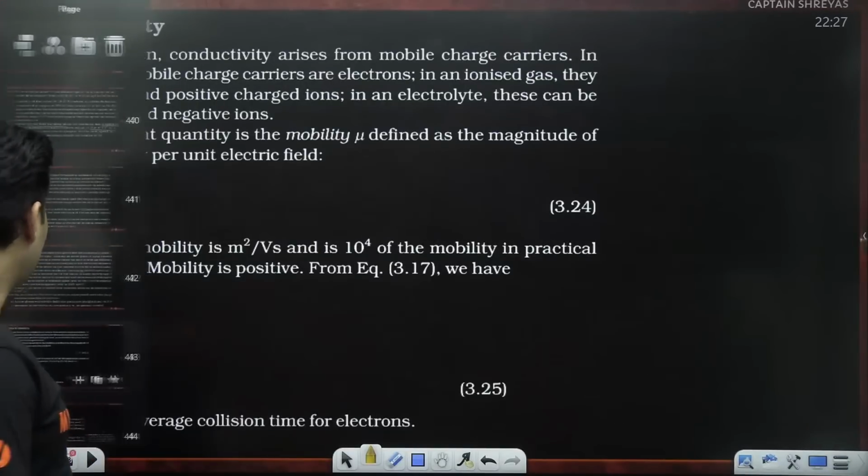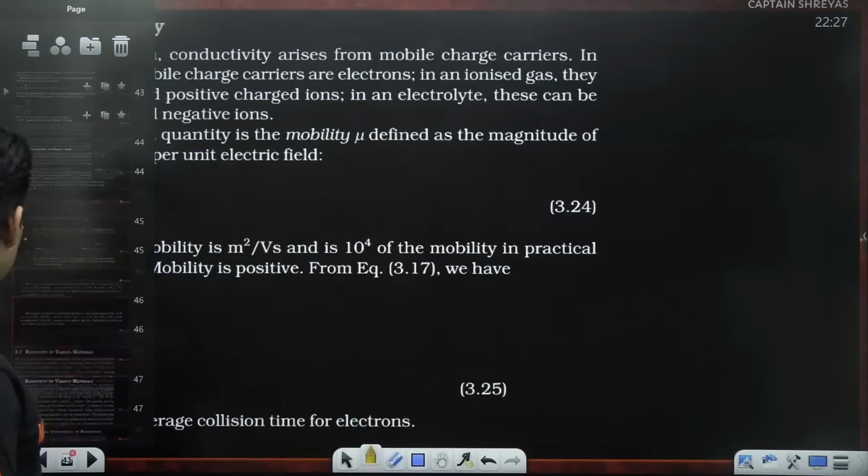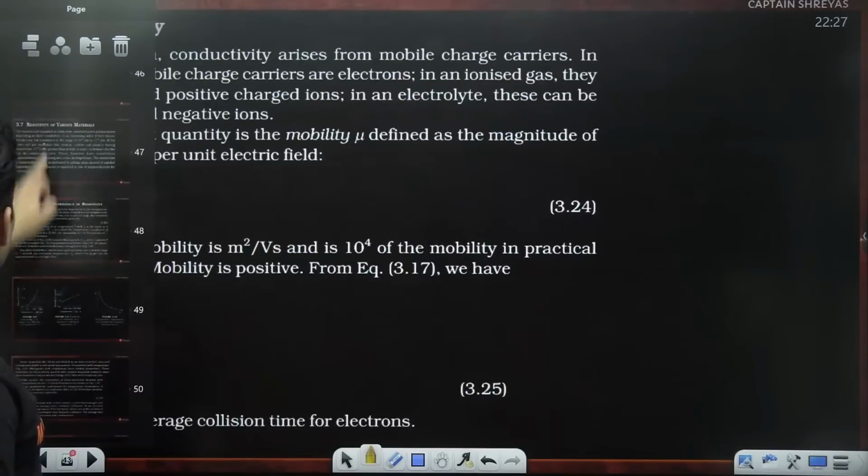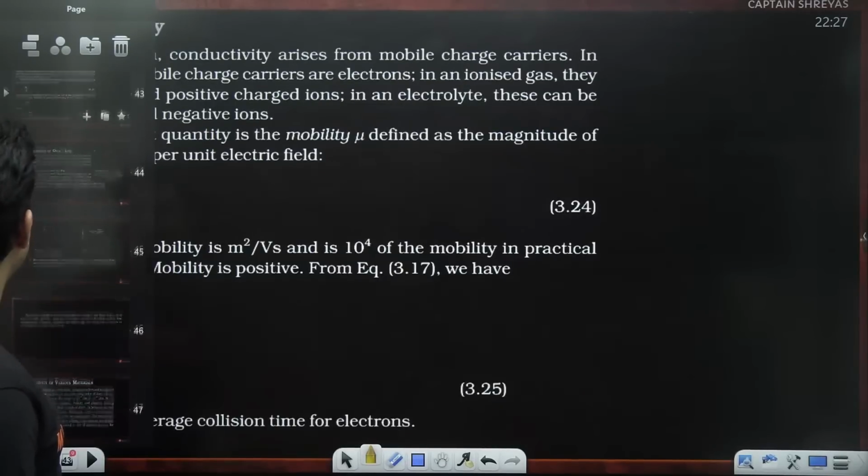All right, let's go to mobility, guys. Let's complete this. Let's do the resistivity part also. Okay, all right. Let's do this.